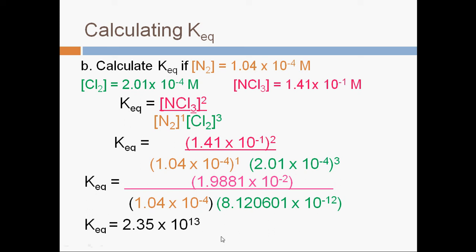Now hopefully what you notice, this is a very large positive exponent. So what that means then is, since we have a big KEQ value, this is a reaction that favors the products. We're going to find way more NCl3 than we'll find N2 or Cl2. Okay, way more product than reactant.